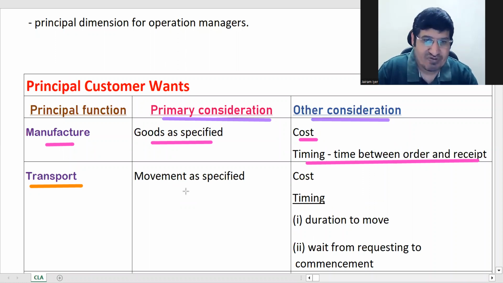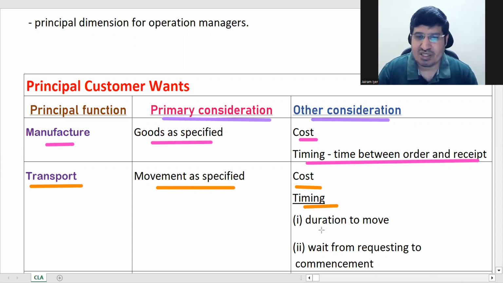Let me just finish it. So instead of goods as specified, in transport we will say movement as specified, because here it is movement, not goods. So this is specification, the primary consideration. And here it is cost and timing. So cost will be cost. And in timing, what you will see in service is the duration to move.